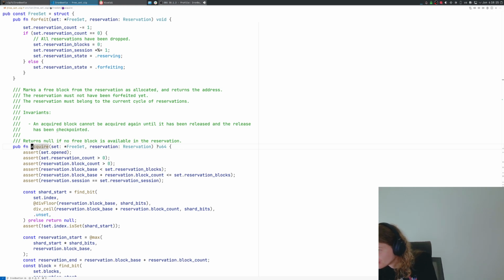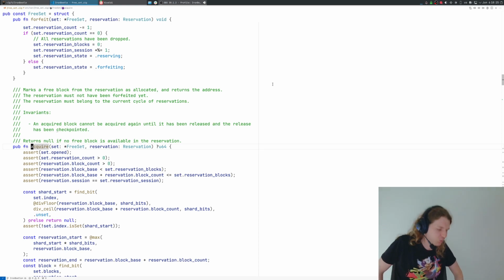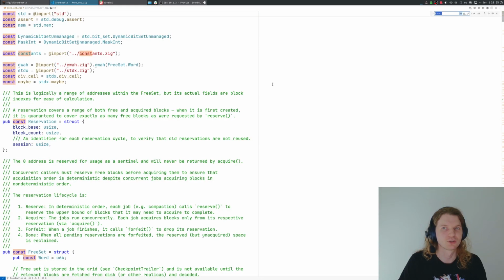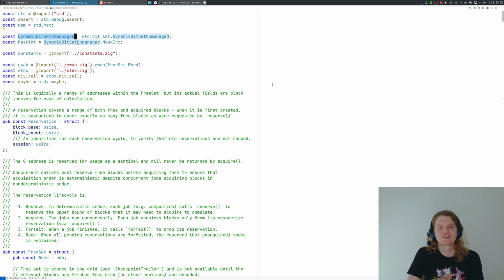Okay, actually, there is another good question. The question is: TigerBeetle developers say that they use static allocation, and yet we are using a dynamic bit set. So if this is a dynamic bit set, why are we calling it static allocation?